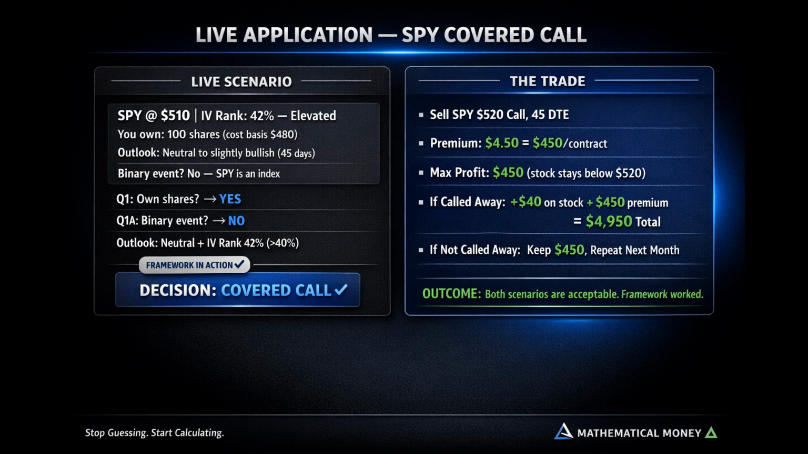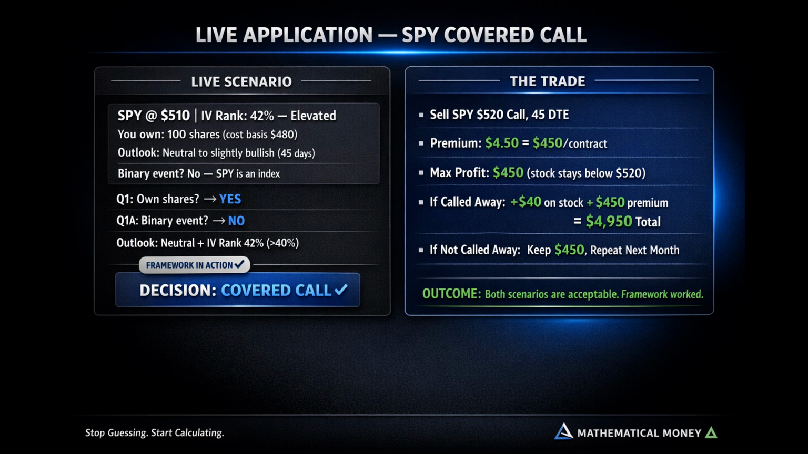SPY at $510. IV rank, 42%, elevated, a premium selling environment. You own 100 shares of SPY at a cost basis of $480. No earnings. SPY is an index with no binary event risk. Your outlook, neutral to slightly bullish for the next 45 days. Walk the decision tree. You own shares. No binary risk event. Neutral to slightly bullish. IV rank above 40%. The answer, covered call.